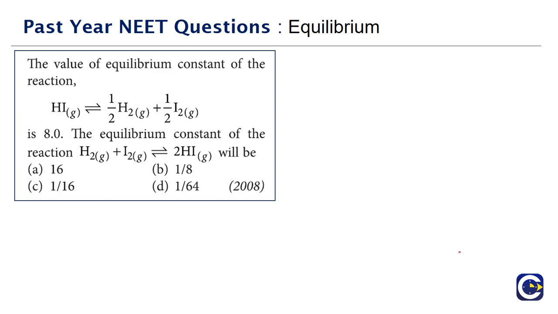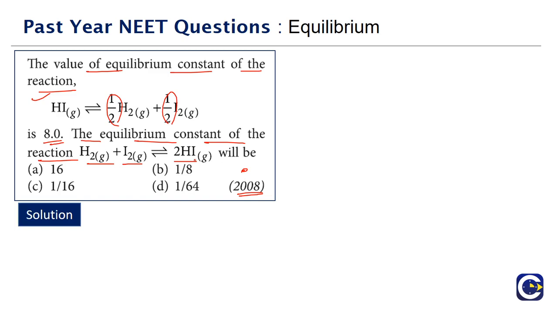Next, another question based on the modification of the equilibrium constant. This also came in the year 2008. The value of the equilibrium constant of the reaction: what is the reaction given to us? HI gives rise to half H2 plus half I2. The equilibrium constant value is 8. Then we have to find the equilibrium constant of the other reaction. What is the other reaction given to us? H2 plus I2 gives rise to 2HI.